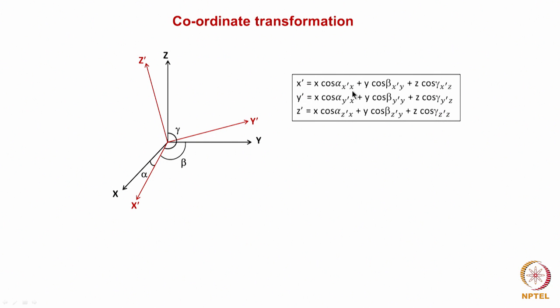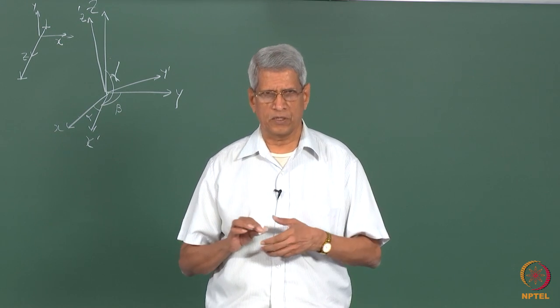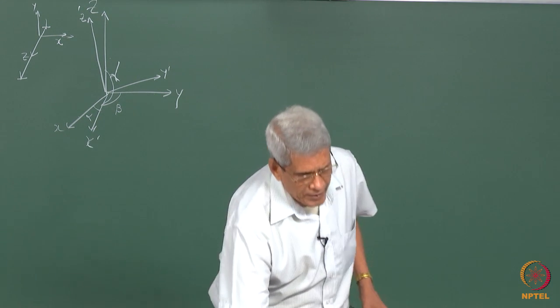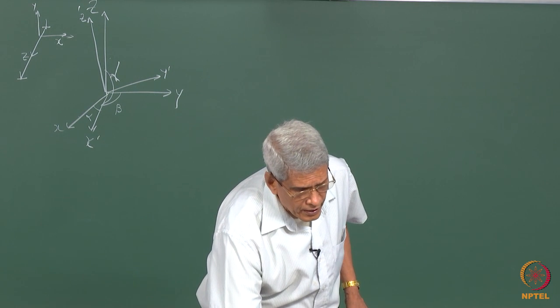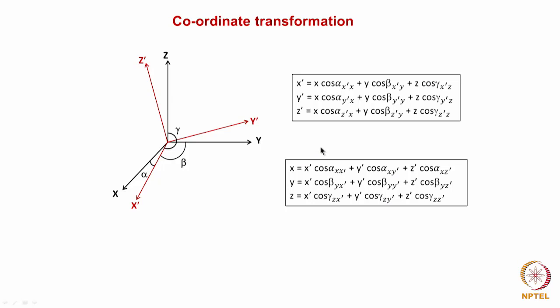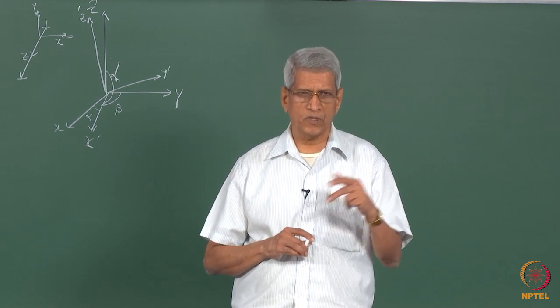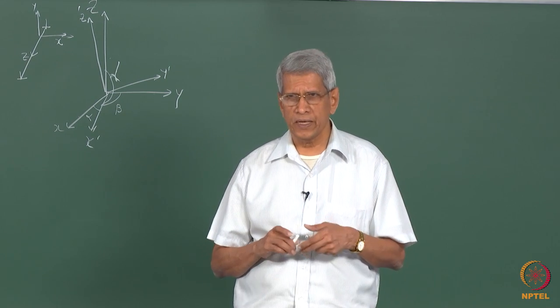This depends upon the angle that x dash makes with respect to x, y and z. Similarly, we can find the angle which the y dash axis makes with respect to x, y and z, and similarly for z dash. This is the information which is necessary. In a similar way, we can represent the old axes in terms of the new axes also.